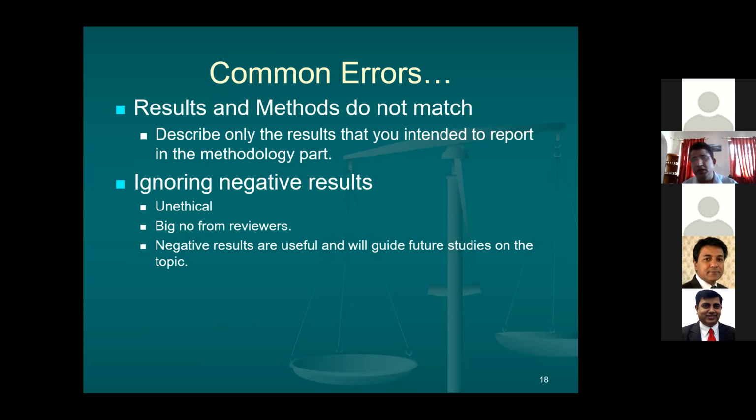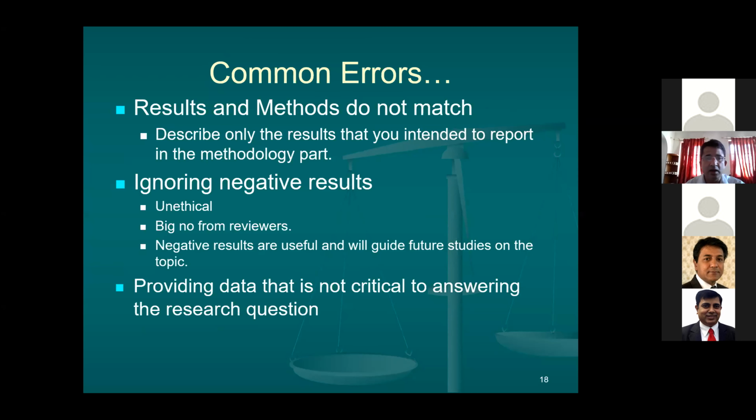even if you think that one type of treatment is superior to another, but unfortunately your p-value doesn't come out to be significant. No problem, it's not the end of the world, but still you write that. That will be useful to science.